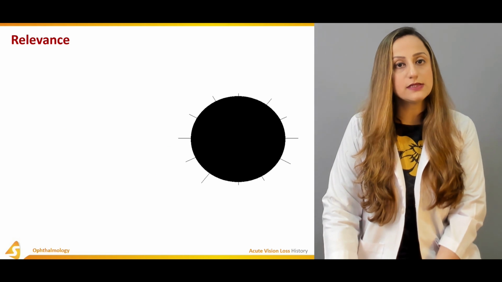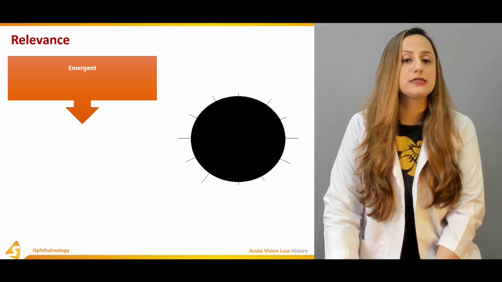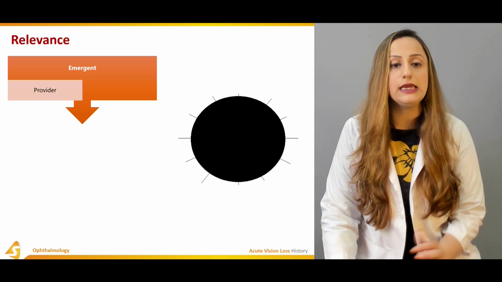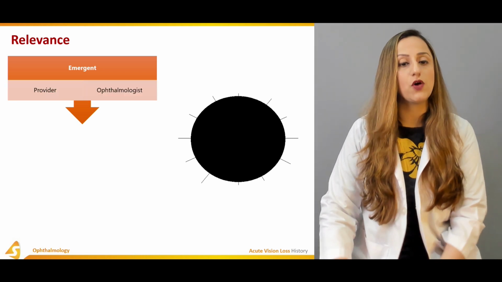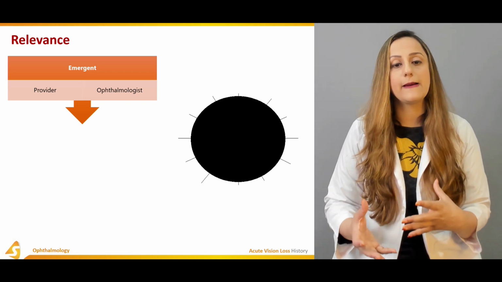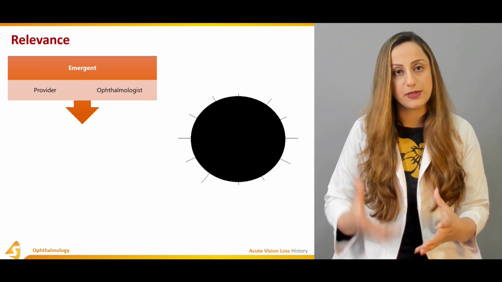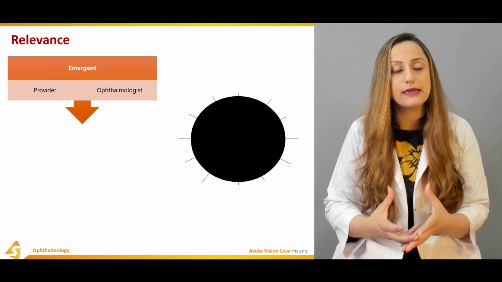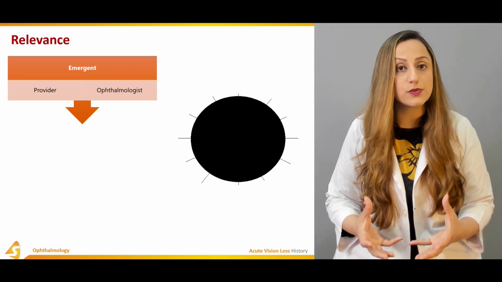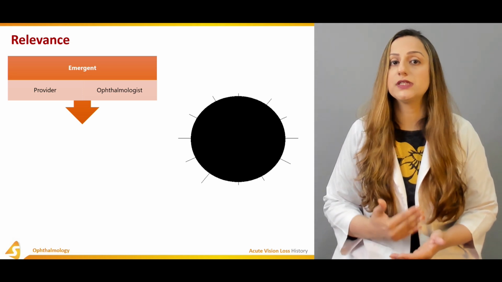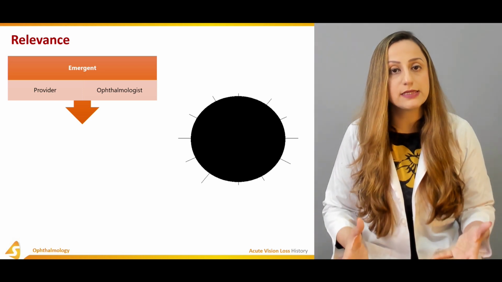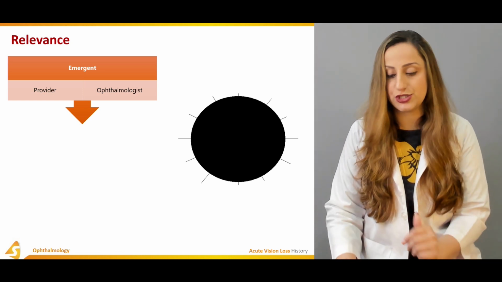The relevance that has to be discussed is whether it is an emergent condition, whether it is an emergency. The provider and the ophthalmologist have to work together towards the betterment of the patient. First of all, running the immediate interventions and immediate tests on the person, to get a definitive diagnosis in that patient and to start off with the treatment modalities that are available for that particular condition.